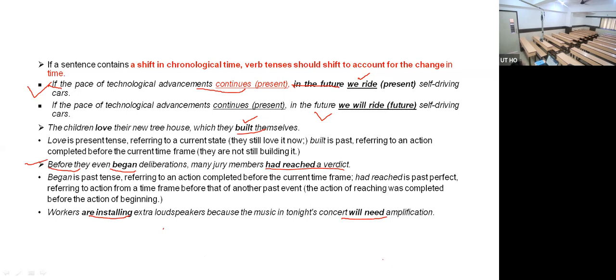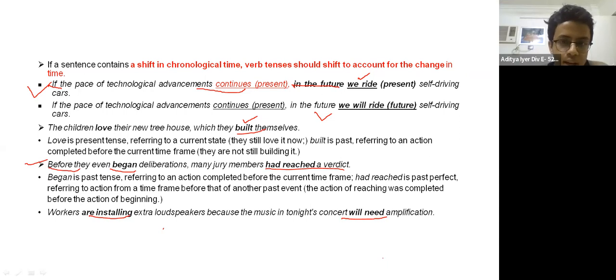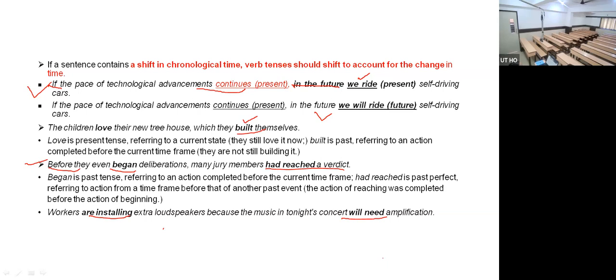Yeah, is it okay? Aditya, do you think this sentence is okay? Ma'am, tonight's concert needs amplification. So tonight's concert will need. So the concert hasn't happened, it is going to happen. And the workers are installing, they're doing something in the present. So there's a combination of the present and the future. So this will be correct, right?